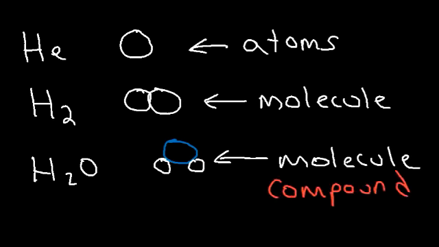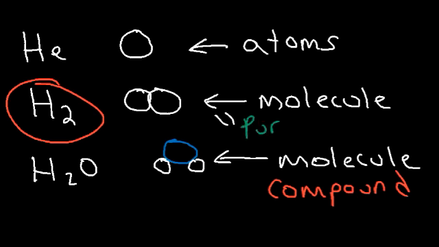A compound is a substance that contains two or more different types of atoms or two or more different elements. Water is a compound because it contains hydrogen and oxygen. H2 is not a compound because it contains only one type of element. So H2 is classified as a pure element. It consists only of elemental hydrogen. Water is not a pure element. It's made up of two different types of elements. Helium is a pure element. It's only made up of helium atoms.